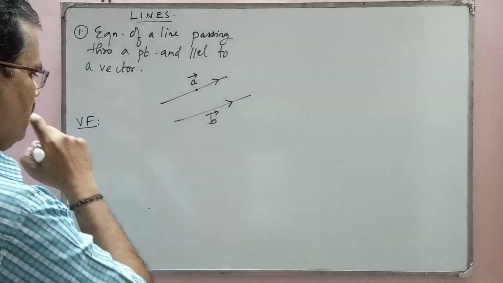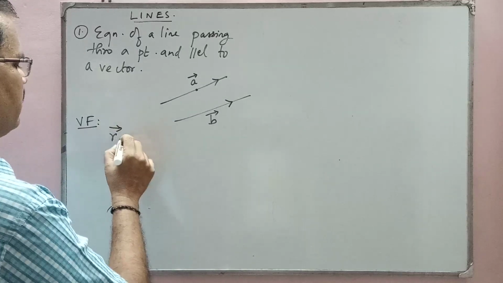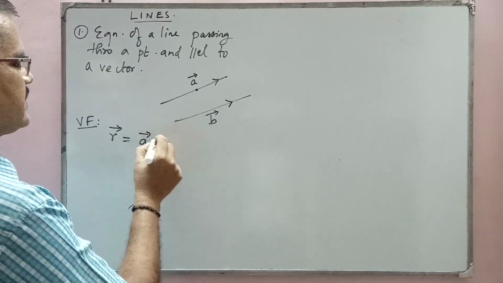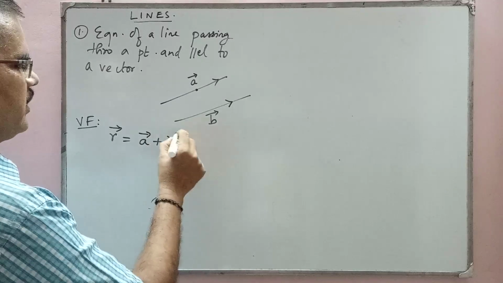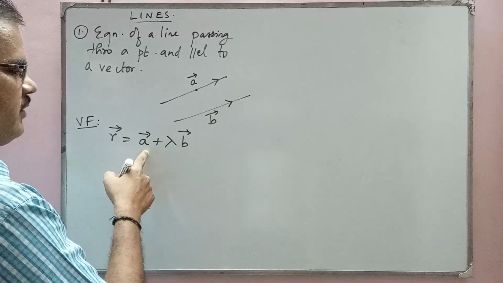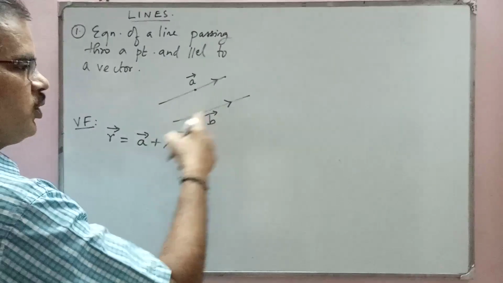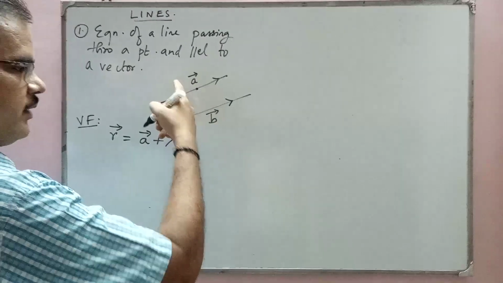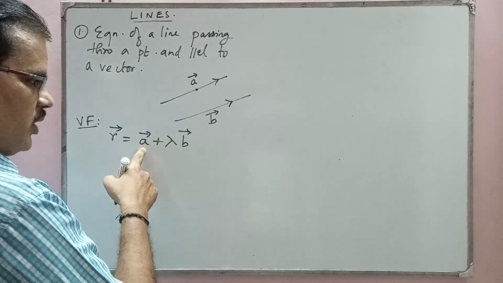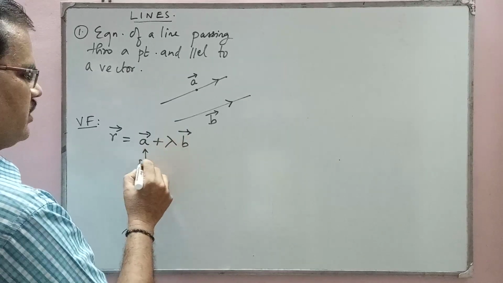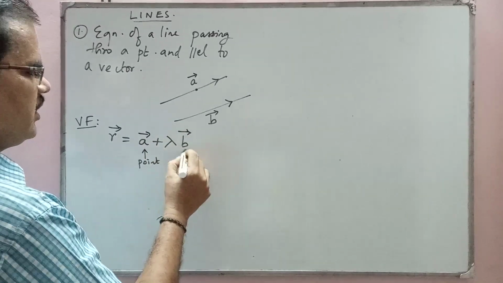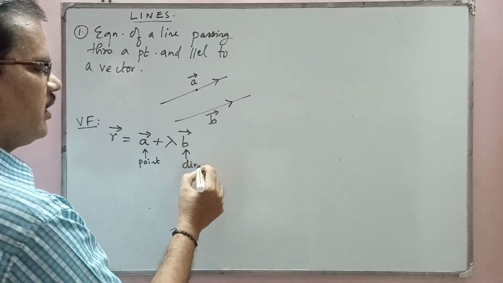Vector form: r vector equals a vector plus lambda into b vector. A vector is a point, and b vector we are going to take as the direction of our line. So this is a point, this is the direction. This a vector is a point and this refers to the direction or direction ratio.